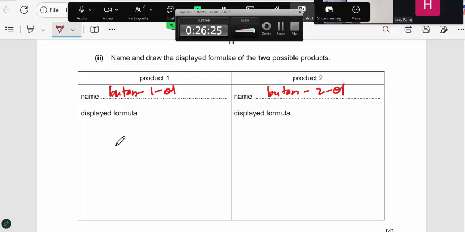Then I want to teach you polymerization. Then we do some more questions on acid base. When you draw this, remember it's O-H.